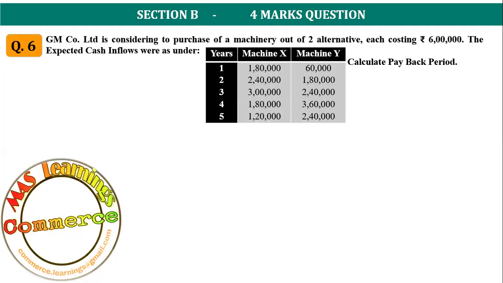We have to calculate the payback period with the help of this particular question. Here in the table they have given cash inflows. GM Company Limited is considering purchasing a machine out of two alternatives, each costing 6 lakh. The expected cash inflows were as under. You have two machines, X as well as Y. You have to calculate the payback period.